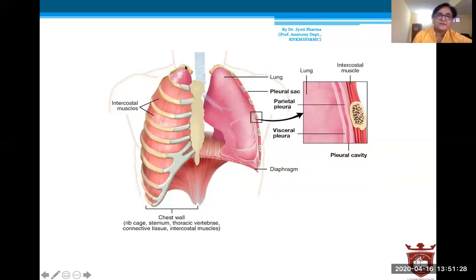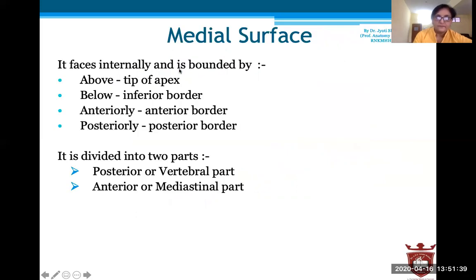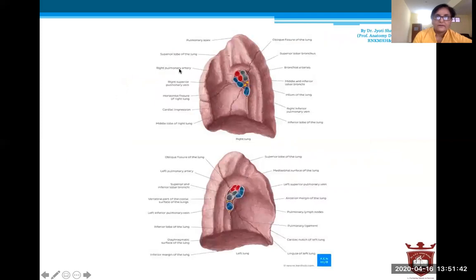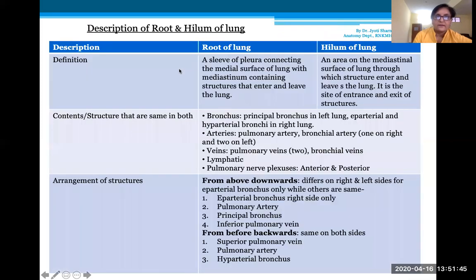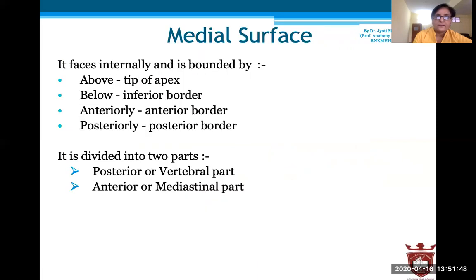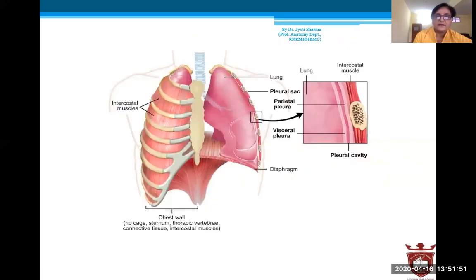The costal surface is bounded superiorly by the apex, inferiorly by the inferior border, anteriorly by the anterior border, posteriorly by the posterior border. It is related in the middle. This is the mid-clavicular line by the 6 ribs. In the mid-axillary line, it is related to 8 ribs, and posteriorly in the mid-scapular line, it is related to 10 ribs.